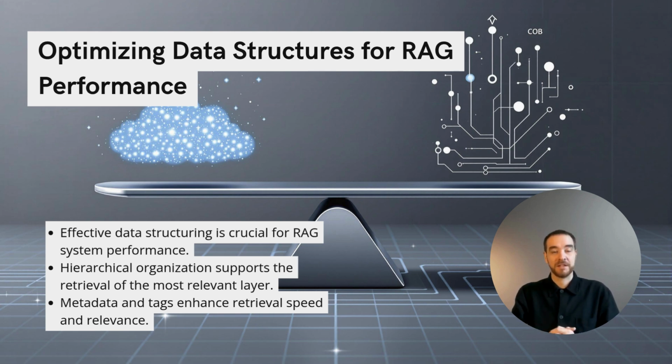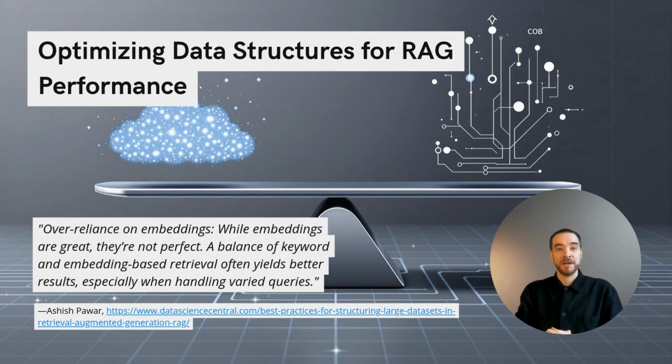The interesting thing is, most vector databases come with a metadata field, but in my experience, it's an often overlooked feature. We mentioned embeddings and how they play a key role by representing data points in high-dimensional space, enhancing search accuracy. Ashish Pawar finishes his post with an interesting challenge, leading us back to hybrid approaches to RAG. The over-reliance on embeddings. He says further, while embeddings are great, they're not perfect. A balance of keyword and embedding-based retrieval often yields better results, especially when handling varied queries.